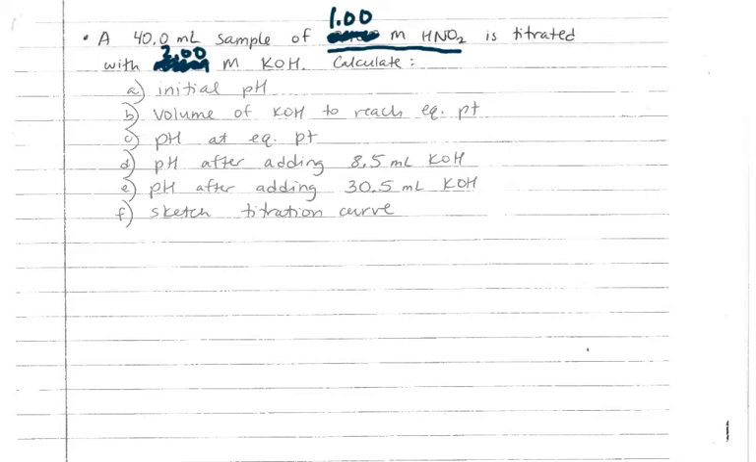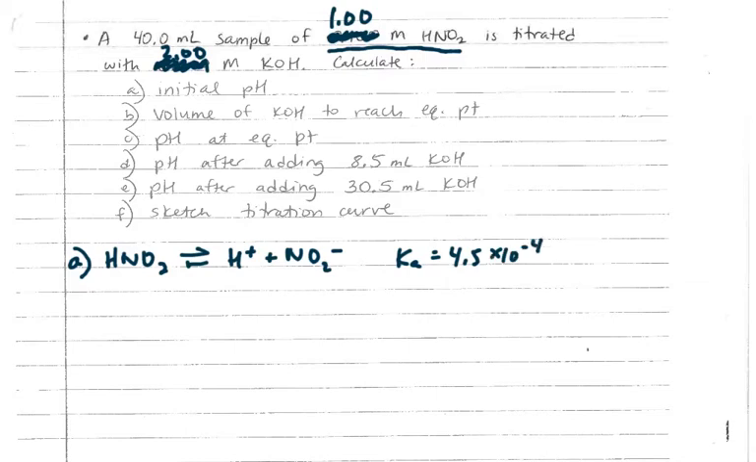Okay, so the first thing we want to do is calculate the initial pH. So part A. The initial pH is going to be of the acid, because we have 40 milliliters of this acid. Since it's a weak acid, in order to calculate the pH of a weak acid, we need to use an ICE box. So we're going to set up our ICE box here. The Ka for this acid we can look up on a table is 4.5 times 10 to the negative 4.